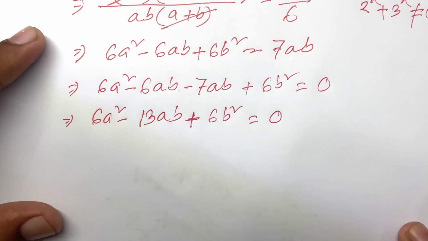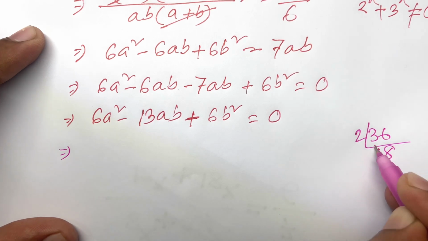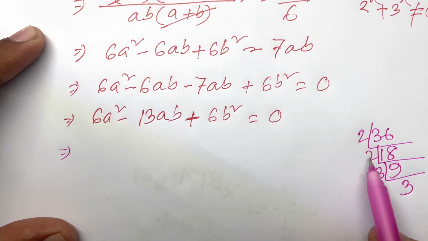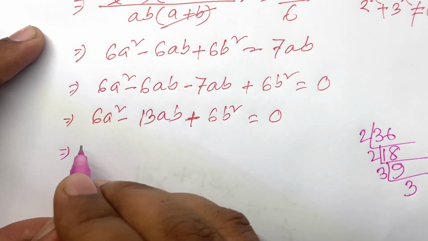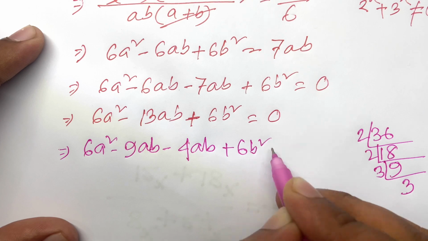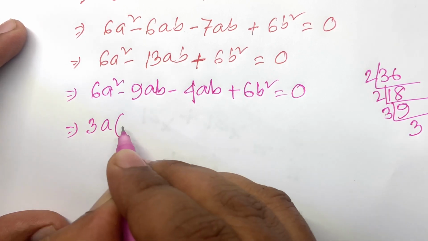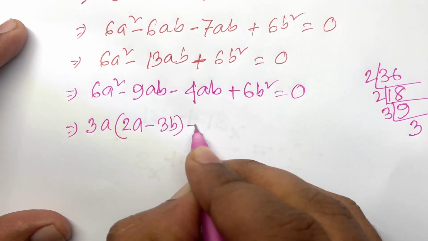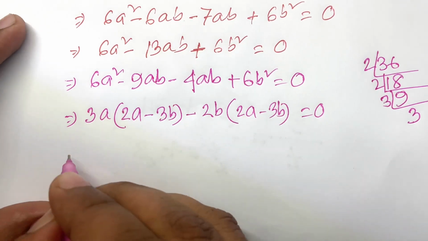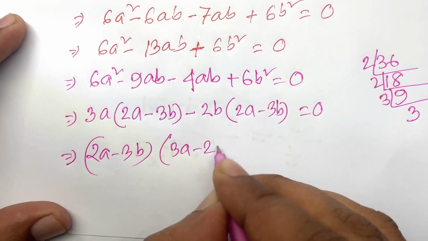Now factorization. I can say easily 6 times 6 equals 36, and if I divide by 2, I get 18, divide by 2 again, I get 9, and divide by 3, I get 3. So 3 times 3 is 9, and 2 times 2 is 4, and 4 times 9 equals 36. Now I can see easily 6a^2 minus 9ab minus 4ab plus 6b^2 equals 0. Now 3a is common, so 3a times (2a minus 3b), and 2b is common, so minus 2b times (2a minus 3b). Now 2a minus 3b is common, so (2a minus 3b)(3a minus 2b) equals 0.